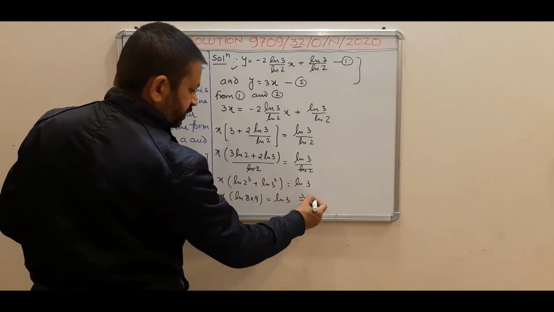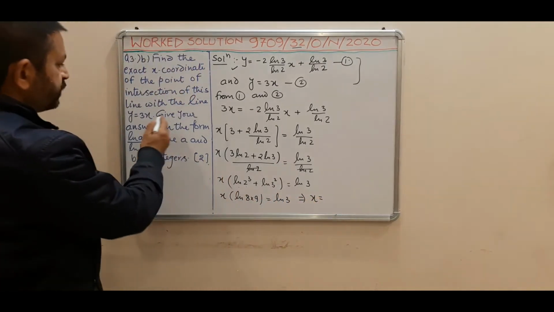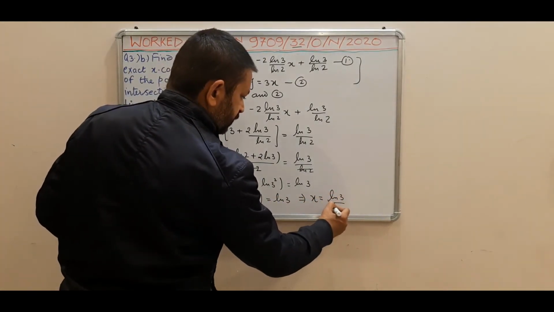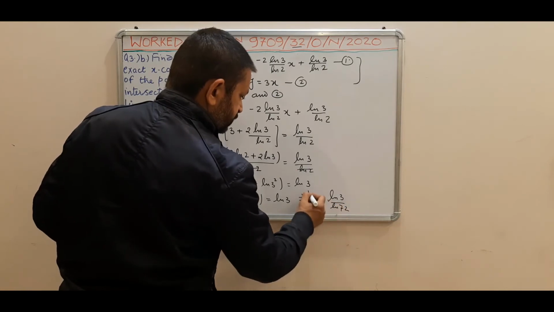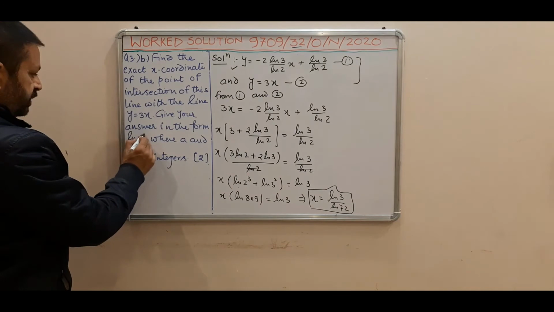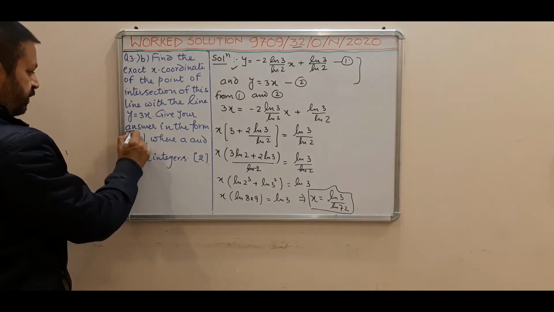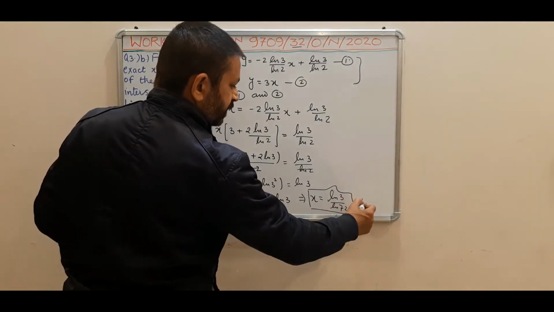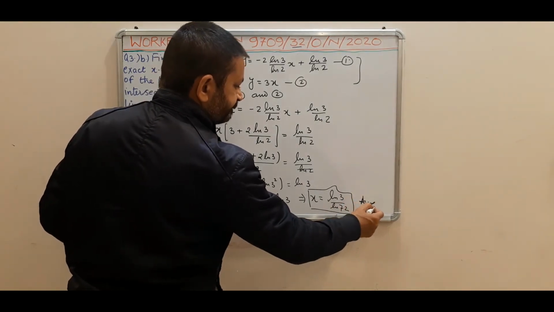So from here, the x coordinate is required only, so x comes as ln 3 upon ln 72. So as this form is required in the form ln a upon ln b, we have this x is equal to ln 3 upon ln 72. This is our final answer.